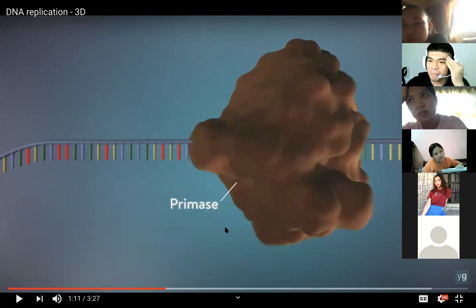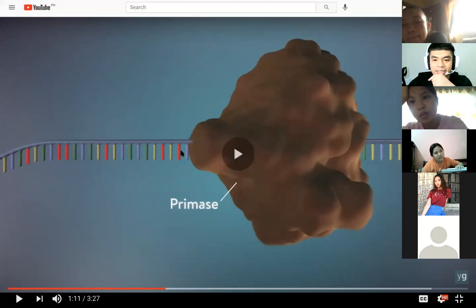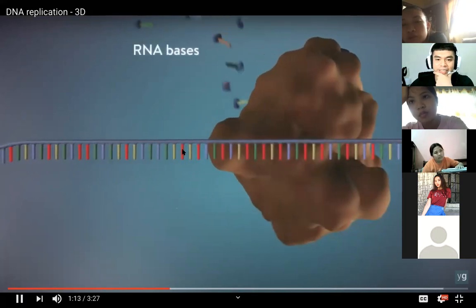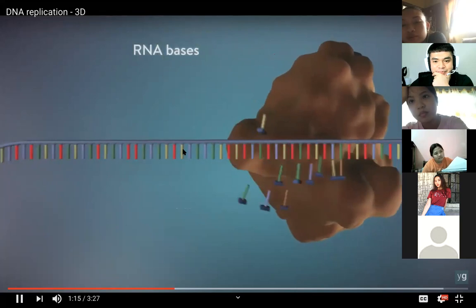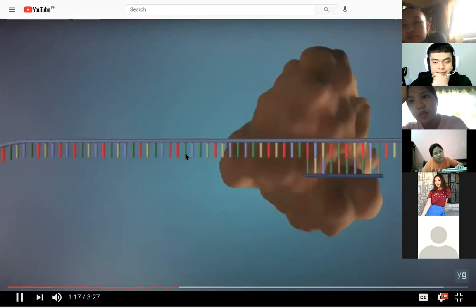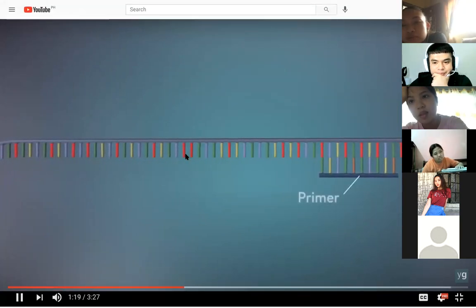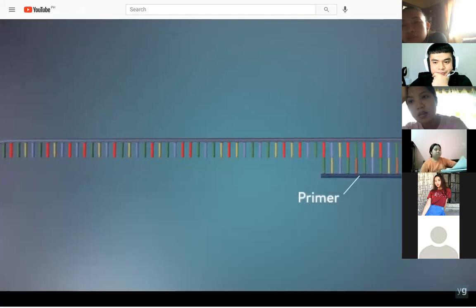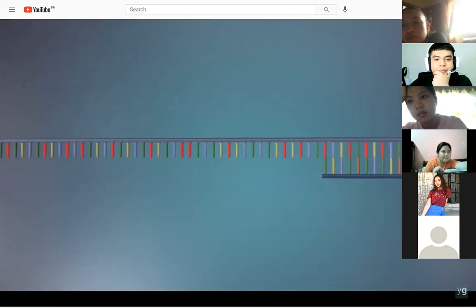Paano nagbabasa ang primase? Paano niya binabasa yung template? 3 to 5 o 5 to 3? Yung template, very good, 3 to 5. So saan siya pupunta? Papuntang fork o palayo ng fork? Papunta, okay. This enzyme makes a small piece of RNA called a primer. This marks the starting point for the construction of the new strand of DNA.